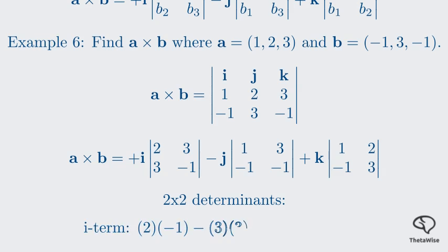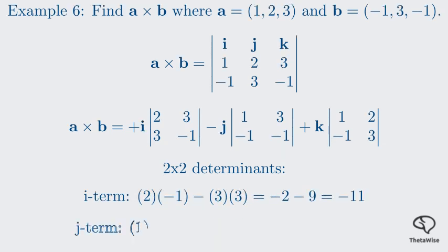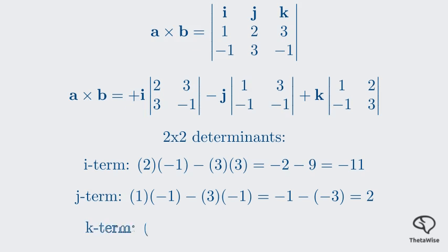The first is 2 times 1 minus 3 times 3, equals 2 minus 9, equals negative 7. The second is 1 times 1 minus 3 times 1, equals 1 minus 3, equals negative 2. And the third is 1 times 3 minus 2 times 1, equals 3 minus 2, equals 1.